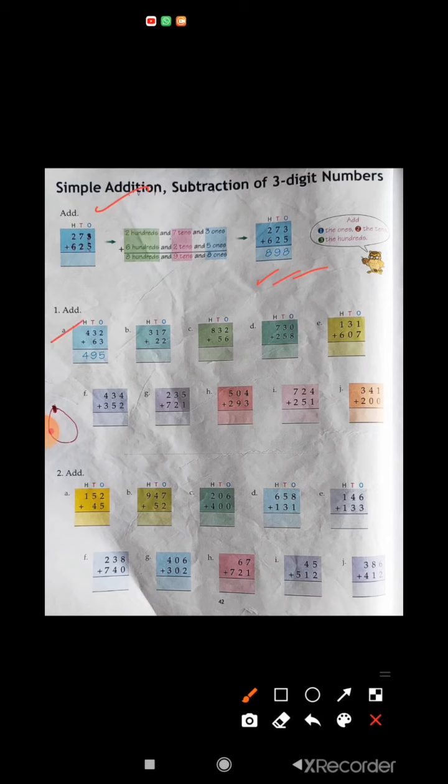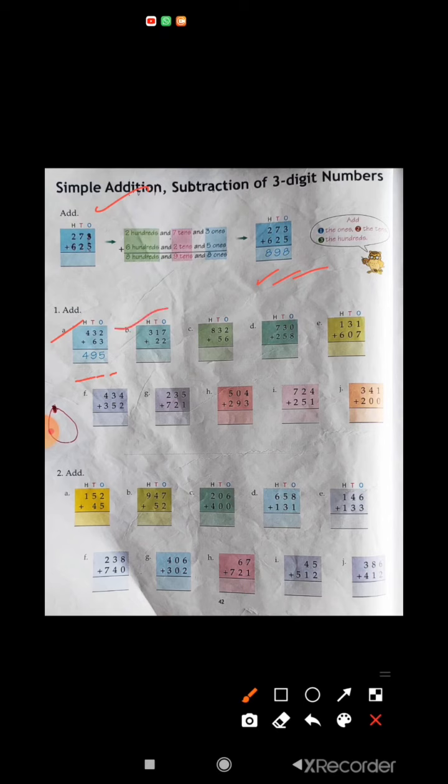A part, 432 plus 63. Add the ones. 2 plus 3 is 5. Add the tens. 3 plus 6 is 9. And add the hundreds. 4 plus 0, here 4. The answer is 495.